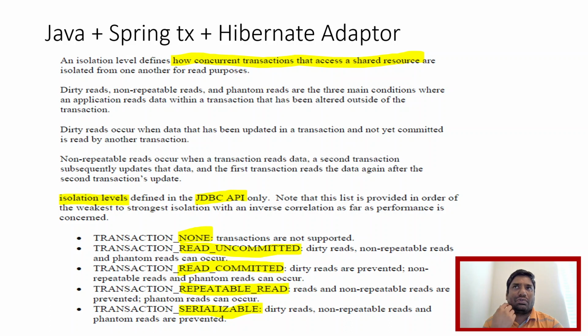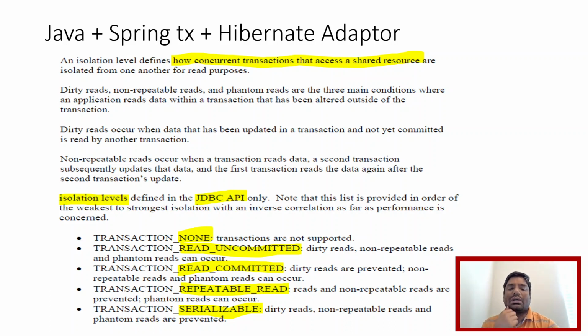Say one transaction is reading, and at the same time another transaction is updating the data. How are we going to handle it? There could be three different scenarios: dirty reads, non-repeatable reads, and phantom reads. What is meant by dirty reads? It occurs when data that has been updated in a transaction and not yet committed is read by another transaction. So a dirty read could occur.